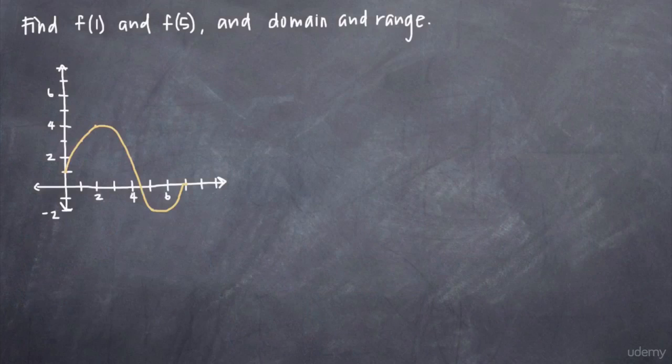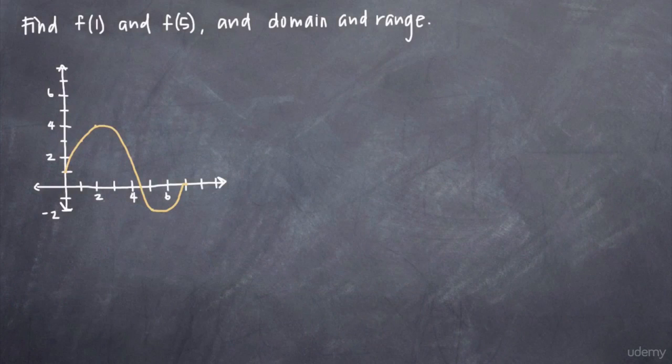Today we're going to talk about how to find coordinate points and the domain and range of a function just by looking at the graph of the function. To complete this problem, we'll look for points on the y-axis that correspond with points on the x-axis. Then, to find domain and range, we'll look for all x and y values that the function attains.